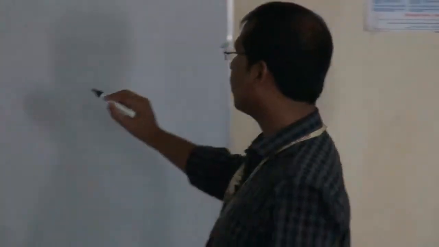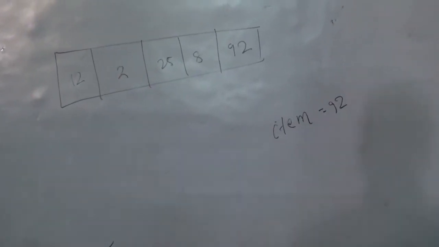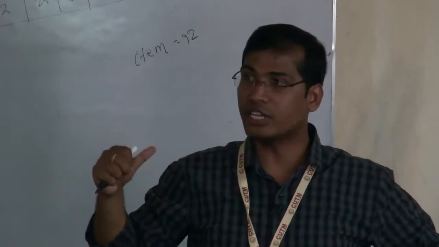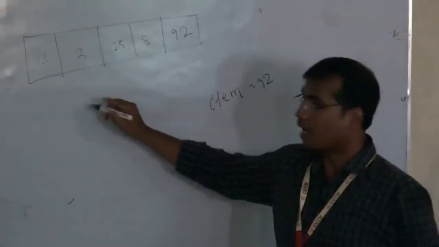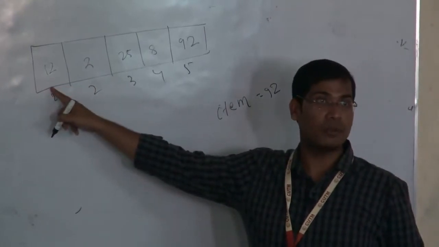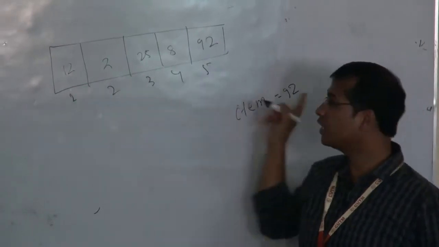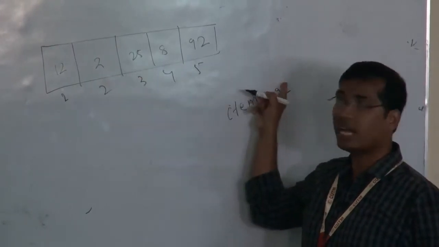Search, I will take the worst case. What is the worst case? The element is present at last. I will search for 92. My item is 92. How do you search it in the array? The array has 5 elements. Search whether 92 is there in my array or not. So where do I start from? I will start with index 1 and compare whether 92 is present at this index. First comparison 92 and 12. Second comparison 92 with 2. Third comparison 92 with 25.